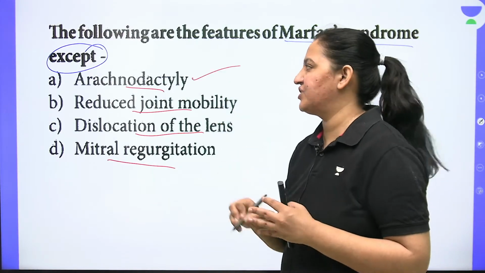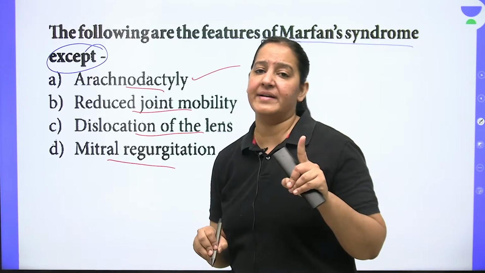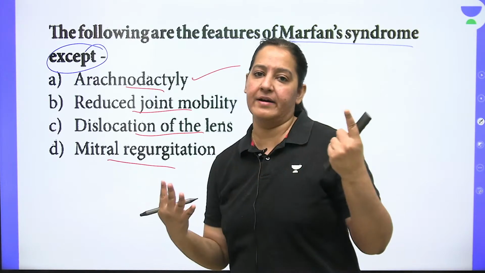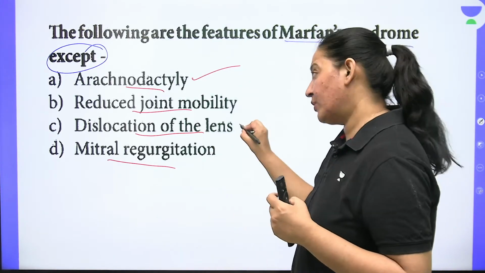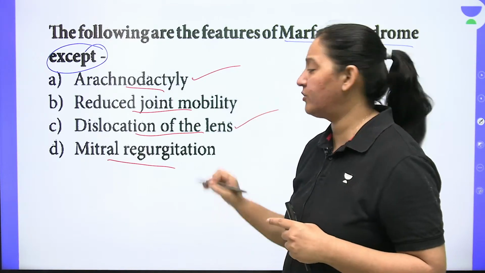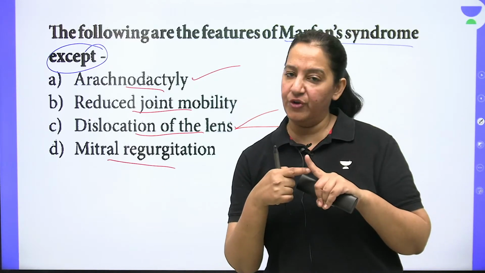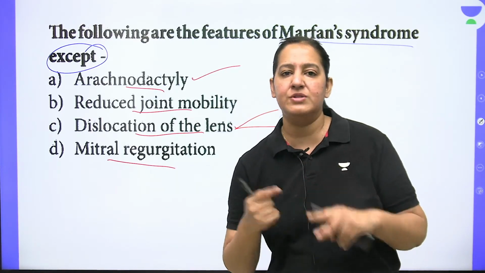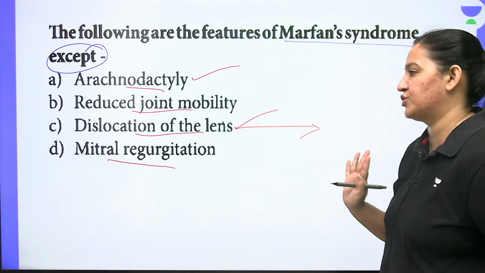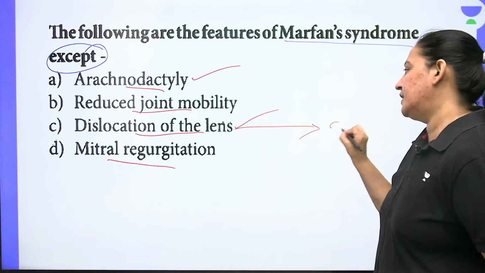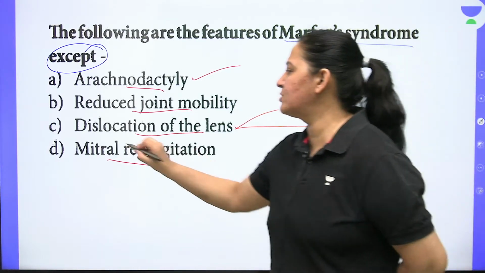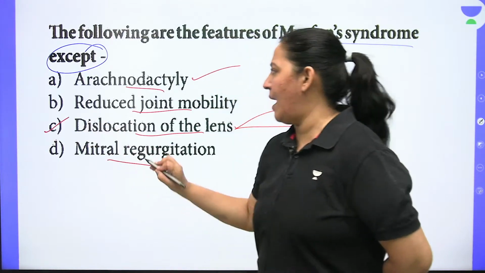Okay. Arachnodactyly is certainly a feature. The meaning of arachnodactyly is long fingers, right? Dislocation of lens is certainly a feature. Now tell me the direction of dislocation. The four options are superotemporal, inferotemporal, superonasal, inferonasal. Who will tell me the direction of the dislocation? It is superotemporal. Yes, you are right. It is superotemporal.